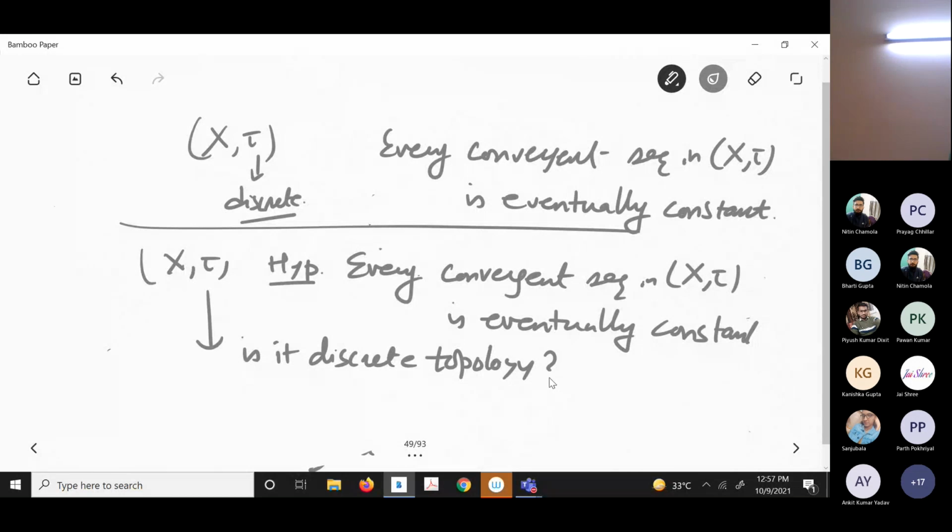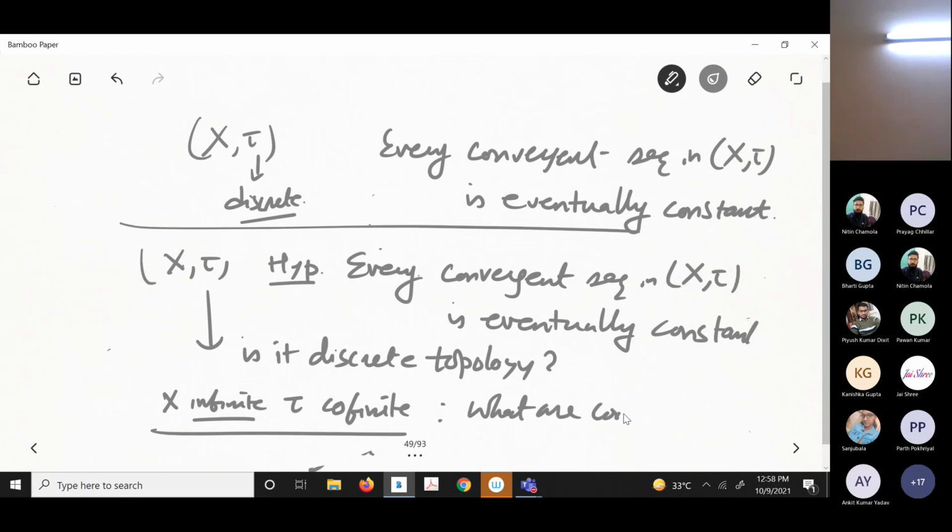That's the converse. Now look, I'm going for a break. I'm giving you a break of 10 minutes. Think about this: remember, if it is the cofinite topology and X is infinite, then it is not the discrete topology. Of course you assume X is infinite, because if X is finite, then tau cofinite will be discrete. You know that. So X is infinite, tau cofinite. What are the convergent sequences here? Think about this. I will come back after 10 minutes.